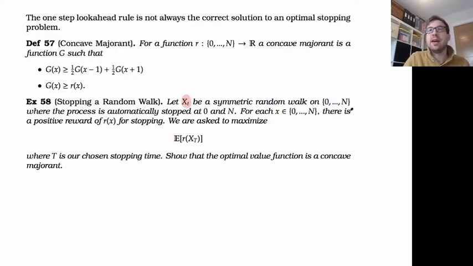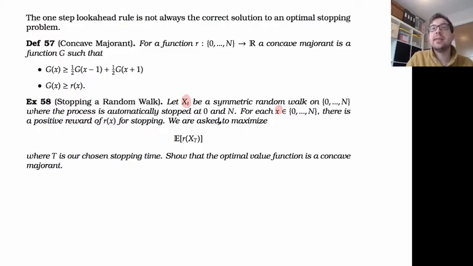So you can think of this as some sort of random stock price or whatever, and we've got to decide when to stop, okay? Now, here, it's a random walk on 0 to N, so it goes up with probability half and down with probability half, and if it hits the end points, 0 or N, the process is automatically stopped, okay? Now, we can assume for each state in this set there is a positive reward, R_x, for stopping. Okay, so we're looking at a maximization problem, maximization of rewards rather than minimization of costs. So slight twist there.